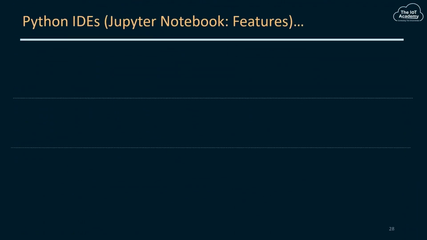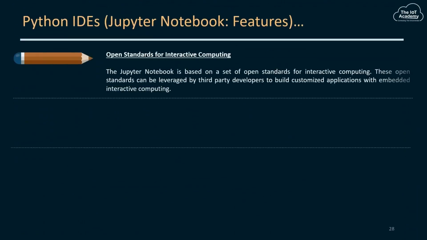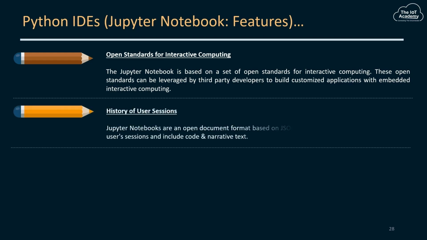Additional features of Jupyter Notebook. Open standards for interactive computing. The Jupyter Notebook is based on a set of open standards for interactive computing. These open standards can be leveraged by third-party developers to build customized applications with embedded interactive computing. History of user sessions: Jupyter Notebooks are an open document format based on JSON. They contain a complete record of the user's sessions and include code and narrative text.